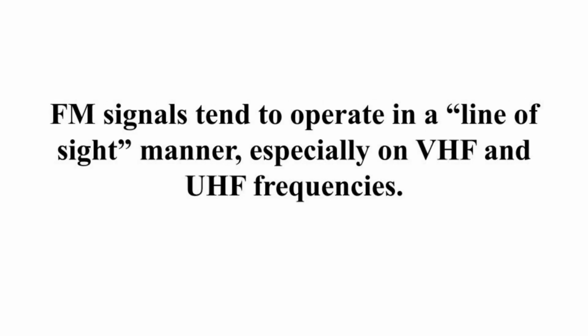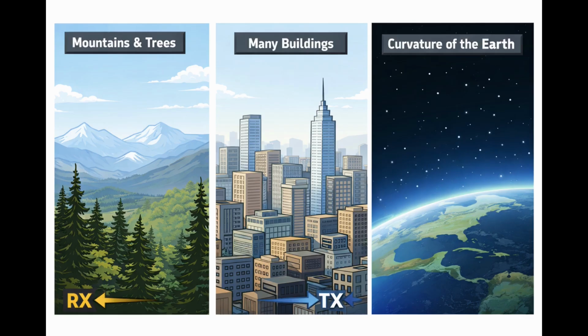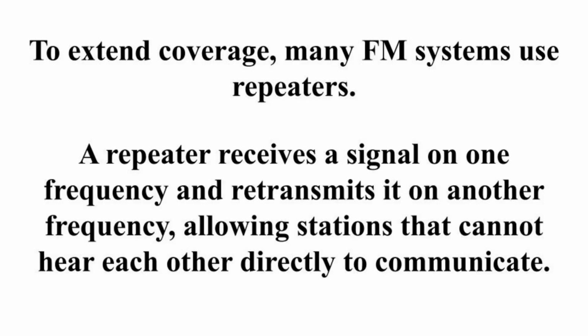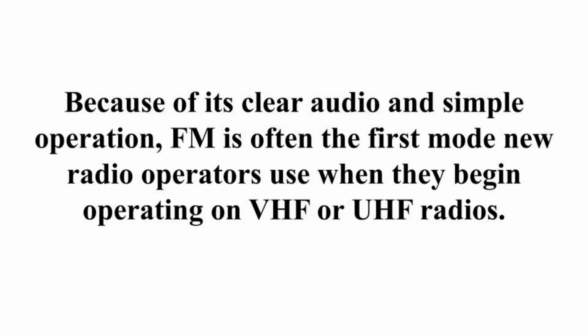FM signals tend to operate in a line-of-sight manner, especially on VHF and UHF frequencies. Terrain, buildings, and the curvature of the Earth can limit how far those signals travel. To extend coverage, many FM systems use repeaters. A repeater receives a signal on one frequency and retransmits it on another frequency, allowing stations that cannot hear each other directly to communicate. Because of its clear audio and simple operation, FM is often the first mode new radio operators use when they begin operating on VHF or UHF radios.